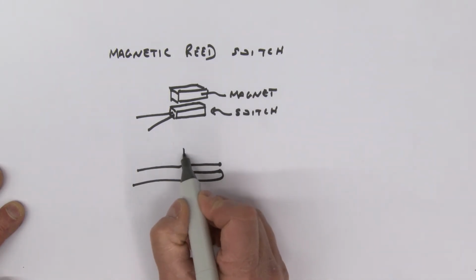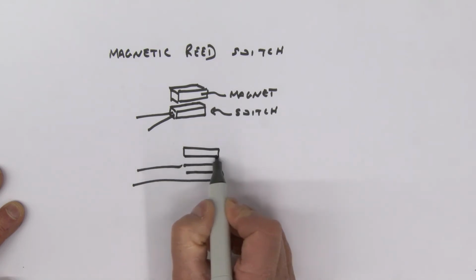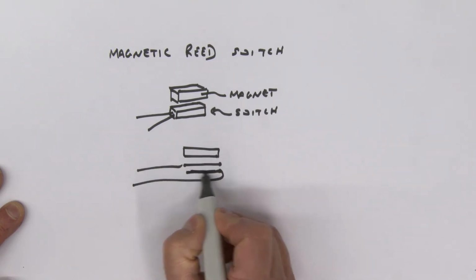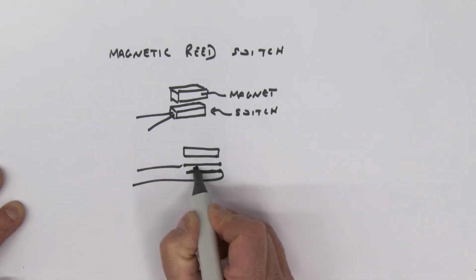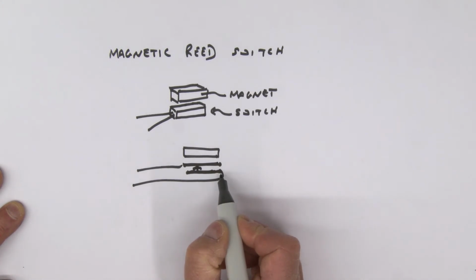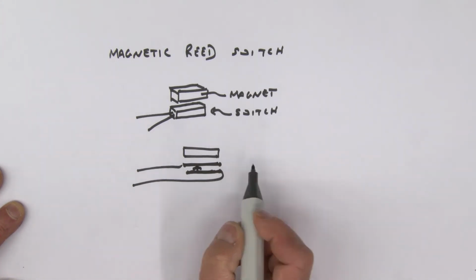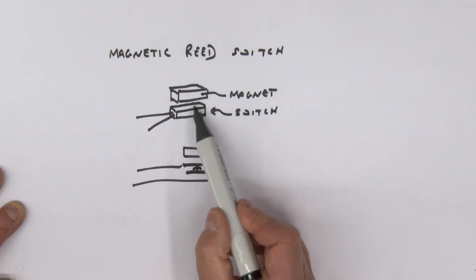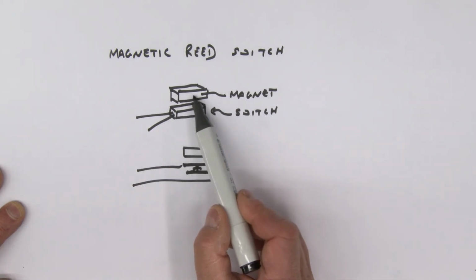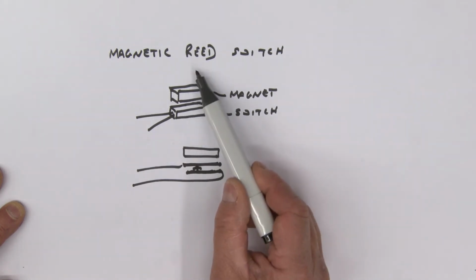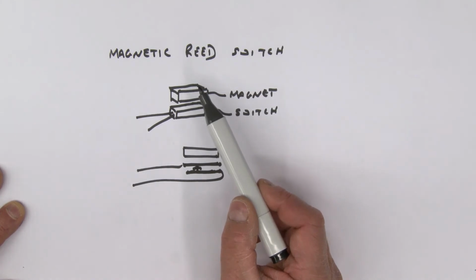If I now put a magnet close to this, so once again there's my magnet, then this magnet will cause this little reed to actually move in this direction, and it makes contact, and it's therefore in a closed condition. All right, so these are very common type switches. As I say, when the magnet is close to it, the switch is in a closed condition. Remove the magnet, the switch is in an open condition.